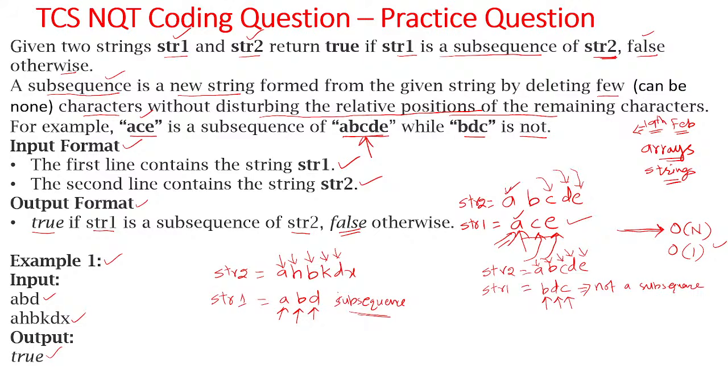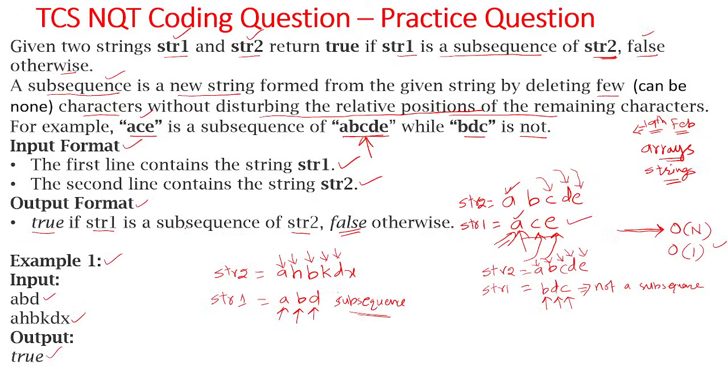Got it? Okay, so we'll write both Python and Java code for this. First let us write the Python code. How can we write it? The input is two strings. The first line contains string 1, the second line contains string 2. So these two strings you should read.